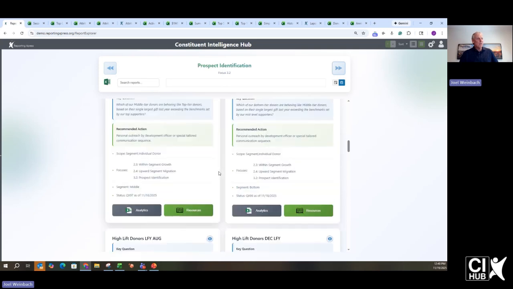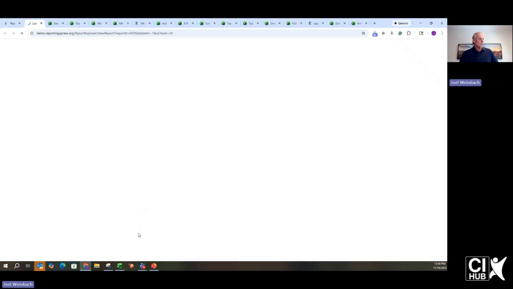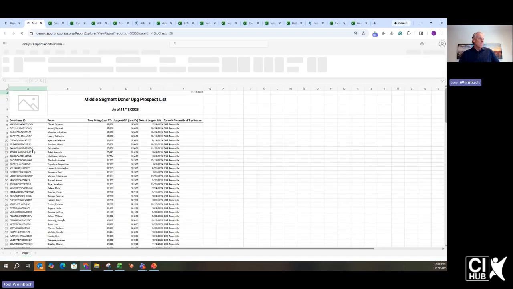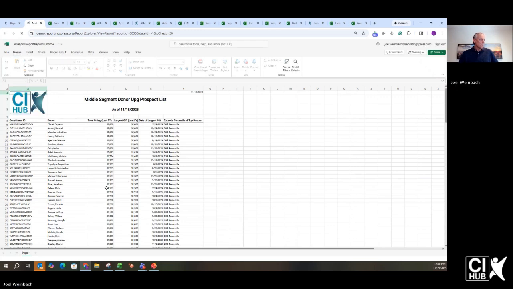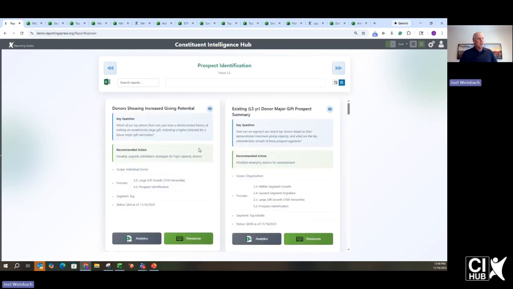Again, I talked about this briefly. These are just prospect lists. So this is a middle donor segment upgrade prospect list. Lots of variations on those. If you just want to send somebody out and say, here, these are our bottom donors or middle donors that don't have an assigned gift officer, but there's a lot of potential. Let's come up with a plan for how to address them a little more effectively, a little more personally maybe, and see what we can do there.